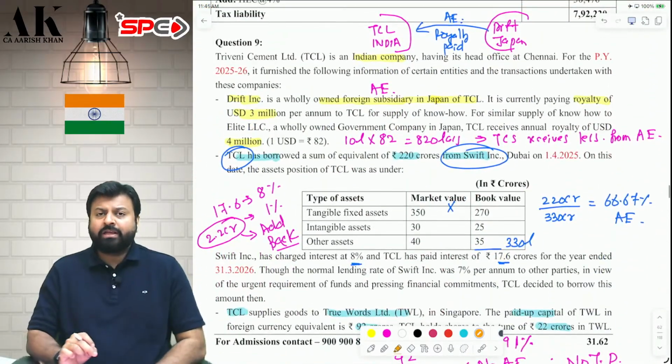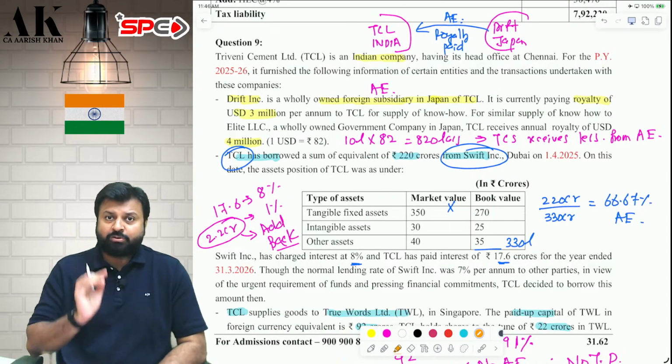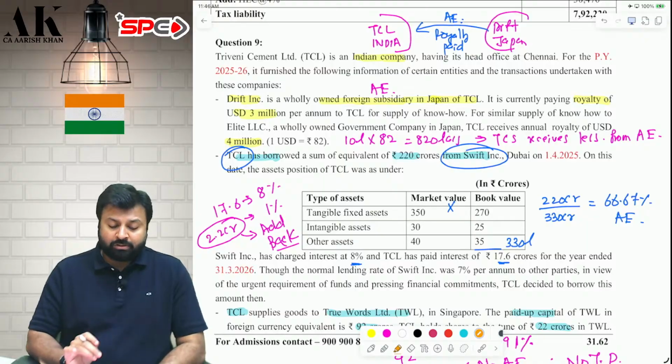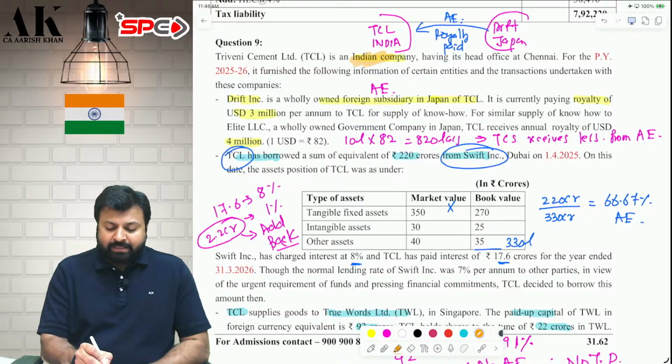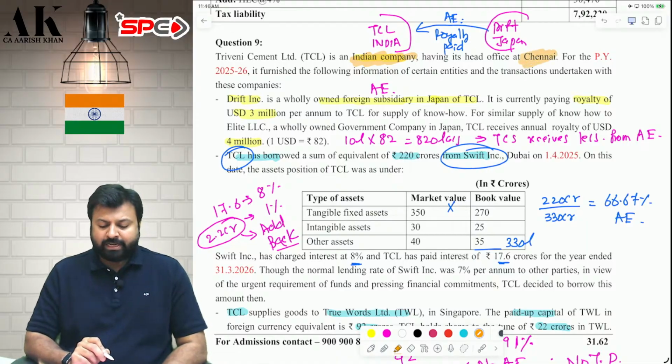And one last question over here in this particular RTP. It is a very big RTP. One of the best RTPs out of 9 RTPs is this one. It's very big and all questions are also very good. So there is an Indian company, Triveni Cement Limited, TCL, which has a head office at Chennai.